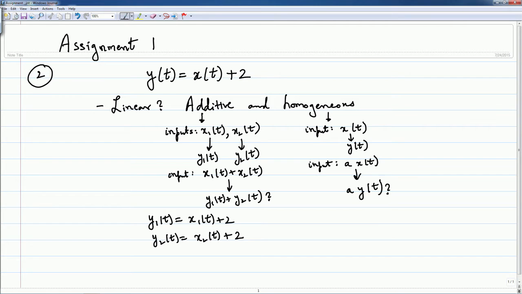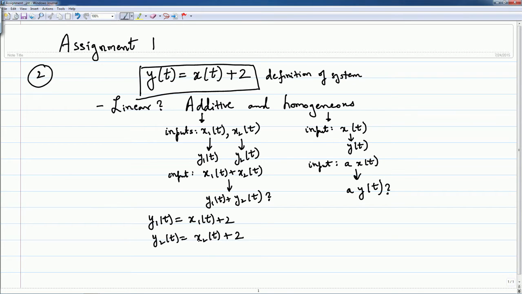I have to see if the input is x1 of t plus x2 of t, will I get the output as y1 of t plus y2 of t. Now, this is the definition of the system, right. This input output relationship is the definition of the system. Now, I have to use the definition to figure out what the output would be. That is what I have done here for y1 of t and y2 of t.